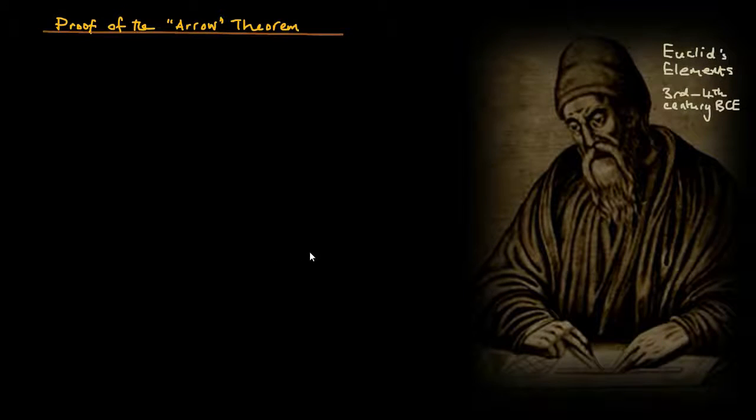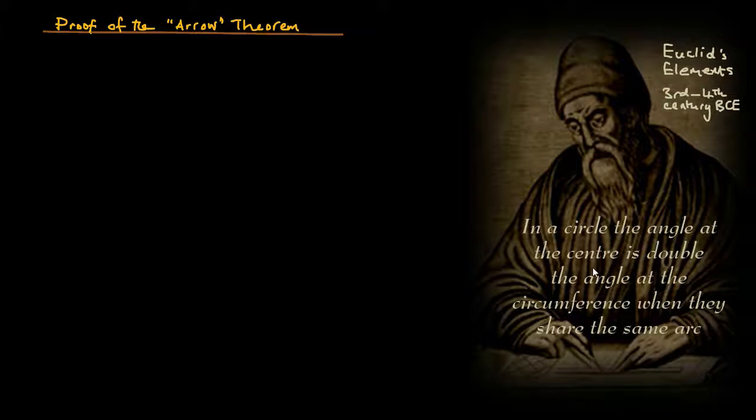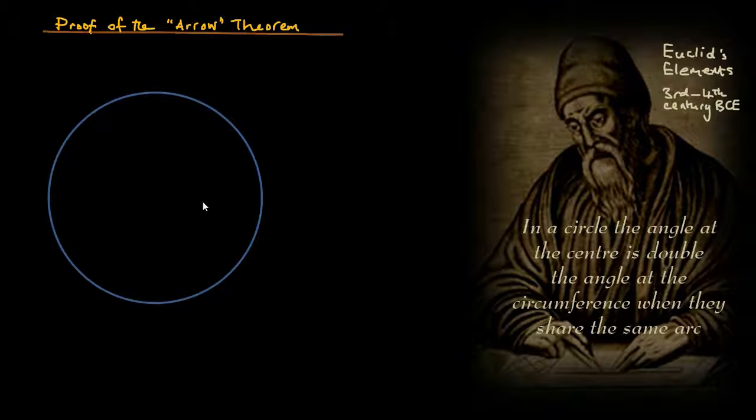Okay, so now how do we prove the arrow theorem? Well, it comes from Euclid's Elements, the 3rd to 4th century BC philosopher, book 3, proposition 20, and he's the one credited with discovering that in a circle, the angle at the centre is double the angle at the circumference when they share the same arc. And it's sharing the same arc that really gives us the clue about how to work out the proofs of these different variations on the same idea.